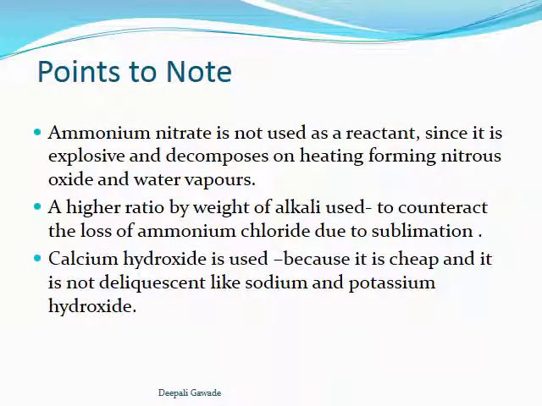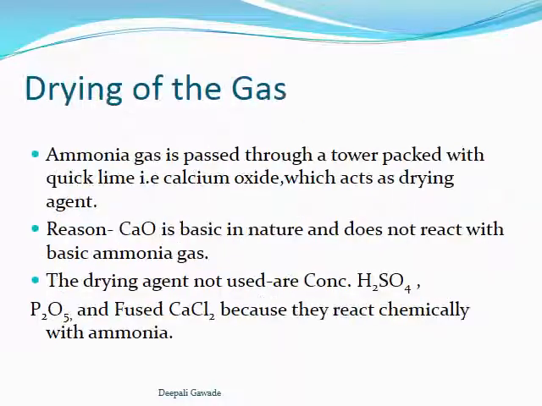Points to note. Ammonium nitrate is not used as a reactant since it is explosive and decomposes on heating, forming nitrous oxide and water vapors. A higher ratio by weight of alkali is used to counteract the loss of ammonium chloride due to sublimation, because ammonium chloride is a sublimable salt. Calcium hydroxide is used because it is cheap and it is not deliquescent like sodium and potassium hydroxide.